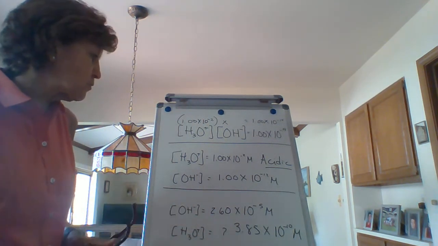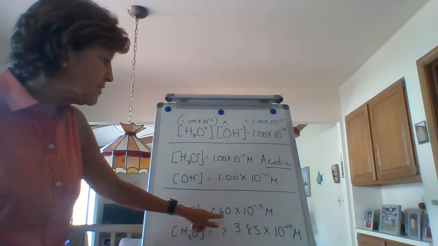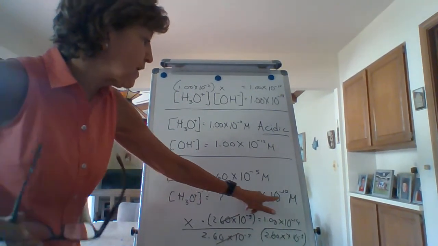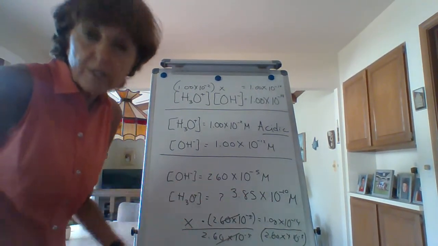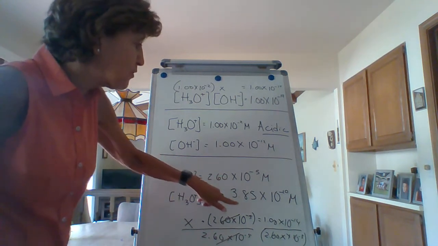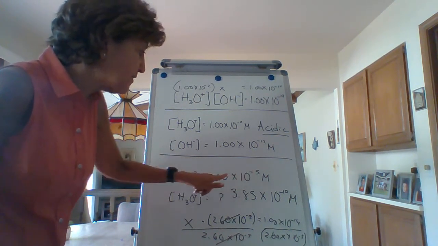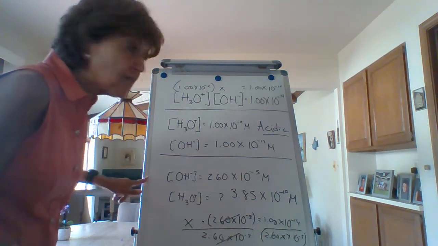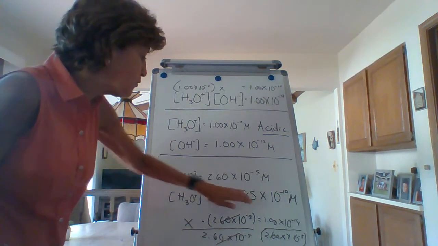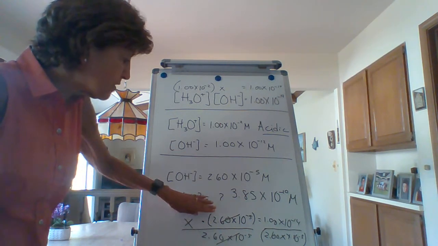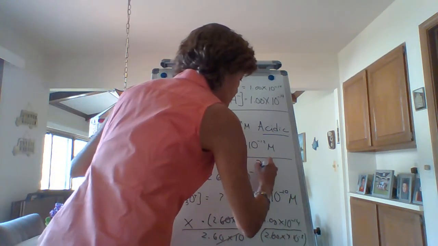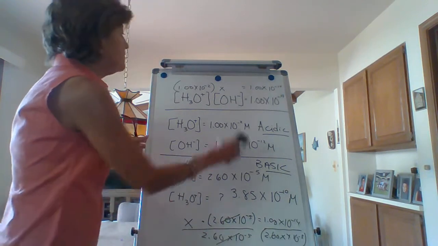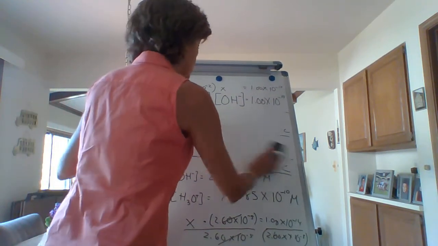Okay, let's take a look at this one. We have the hydroxide is 2.60 times 10 to the minus 5. The hydronium is 3.85 times 10 to the minus 10. Which is a bigger number? This is bigger than this. Again, the 10 to the minus 5, move the decimal 5 places to the left. This one you have to move the decimal 10 places to the left. So this is more than this. If the hydroxide is more than the hydronium, this solution is basic. Okay? So let me give you a little cool summary that will help you guys out.